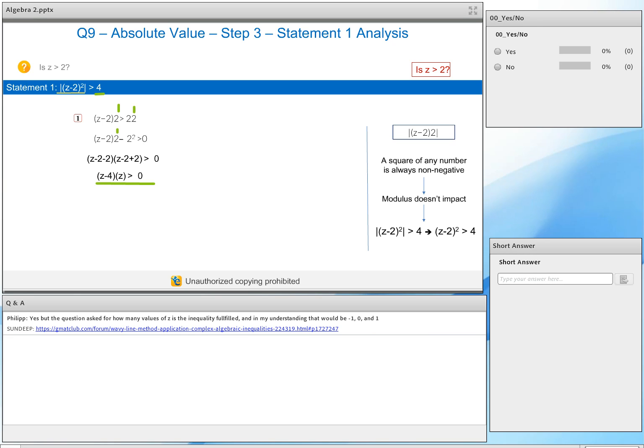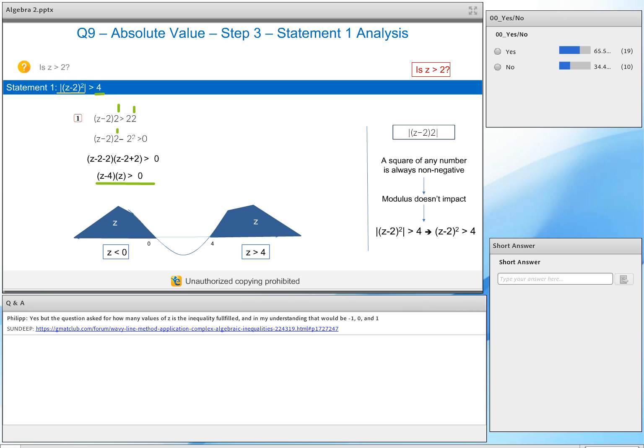How many of you were able to get to this point? How many of you were able to simplify statement 1 as this quadratic inequality? Good. For those of you who were not able to, look at the processing once more and do it. I've used the wavy line method, but you can use whatever method you're comfortable with. The two possible ranges of z are z is less than 0 and z is greater than 4. I want you to do that processing on your own.